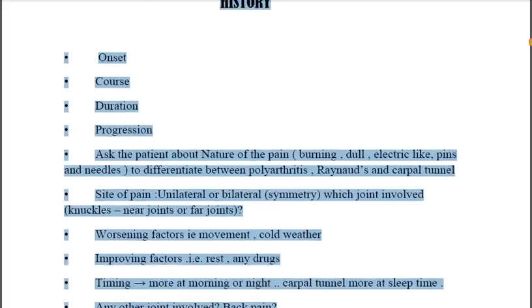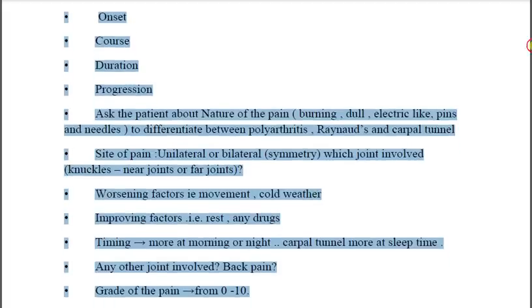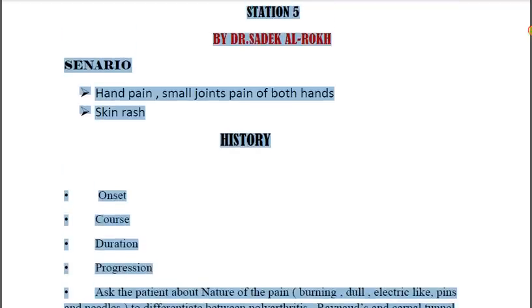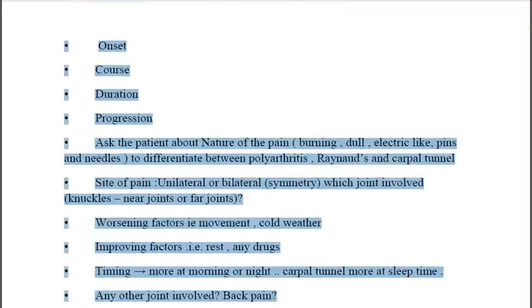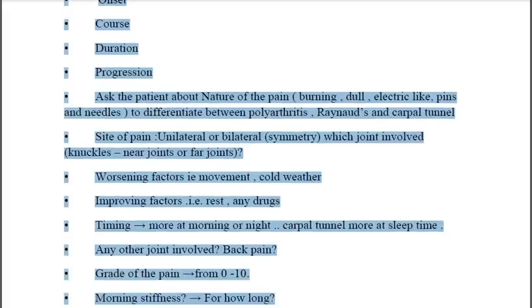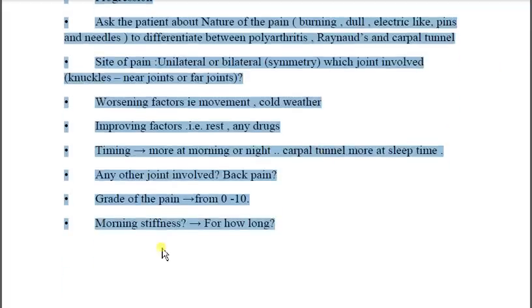Okay, so this is the analysis of any case of arthropathy. As we agreed before, we approach the case as a case of small joint pain of both hands, a case of SLE. So the approach would be like that: onset of the pain, course of the pain, duration, progression, nature of the pain, site of the pain, worsening factor of the pain, improving factor of the pain, timing of the pain, any other joint involved, grade of the pain, morning stiffness.